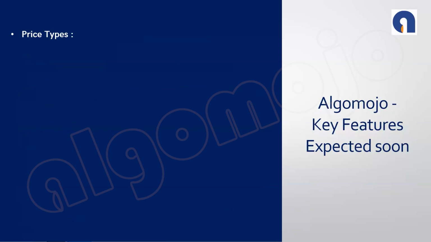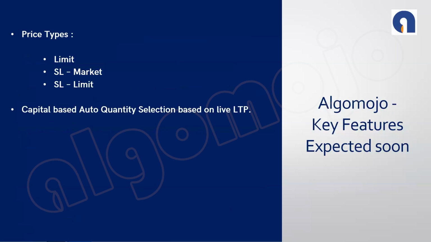So in terms of new features that we are working on currently, all orders are currently enabled for market orders only. However, we are working on launching limit orders, stop loss market and stop loss limit orders. Then the other thing is the capital based quantity selection. As I was saying, if you have multiple stocks and for each stock you have allocated different capital, when the signal is received, we will calculate based on the LTP what should be the quantity that should be placed for the day. So that is also under development, and will be launched shortly.